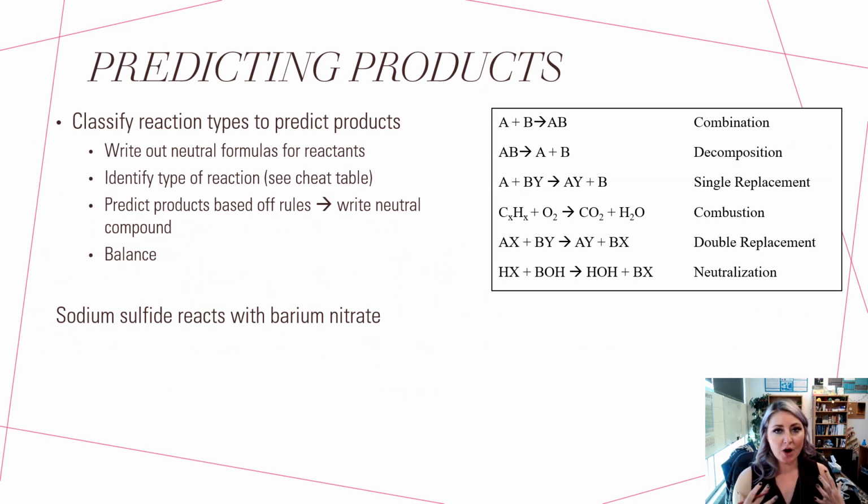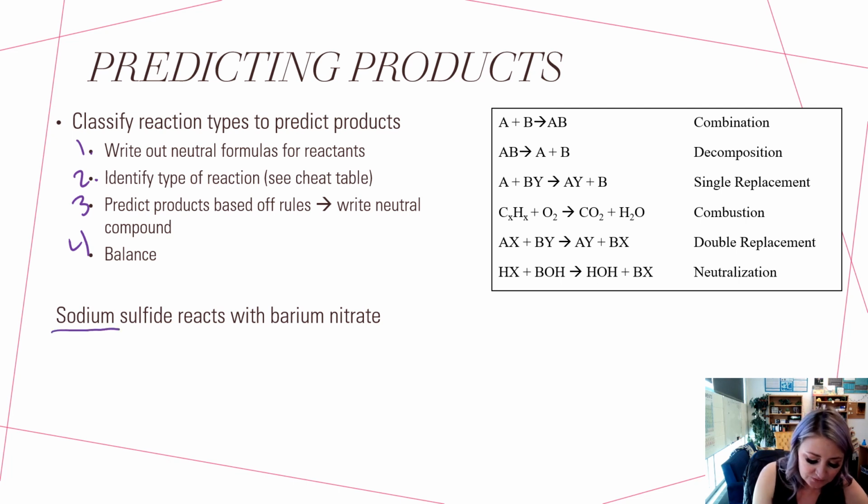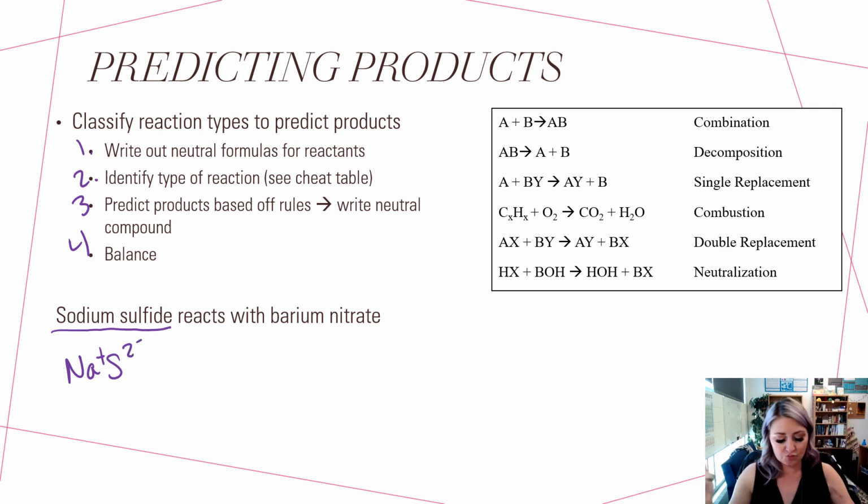Okie dokie, let's try putting this all together and let's predict products of metathesis reactions. So I kind of gave it away. You know this is either going to be a double replacement or a neutralization reaction. Let's pretend I didn't say anything. Here are those steps that we used in the last podcast. I'm going to try my best to actually use them. We're going to write out neutral formulas for the reactants first. So sodium sulfide, that's sodium with a +1 charge, and sulfide with a 2-. When I drop and swap, that should be Na2 and only 1 sulfur.